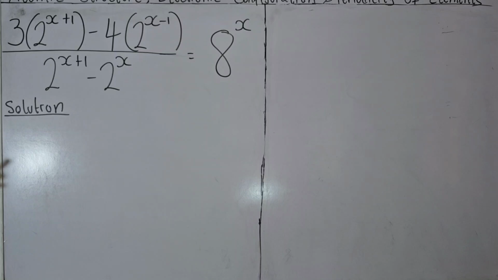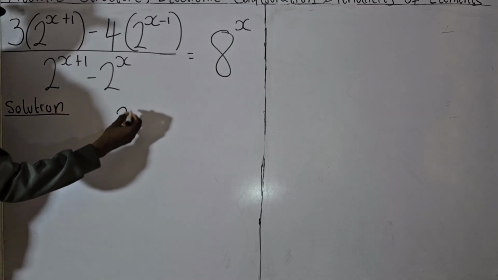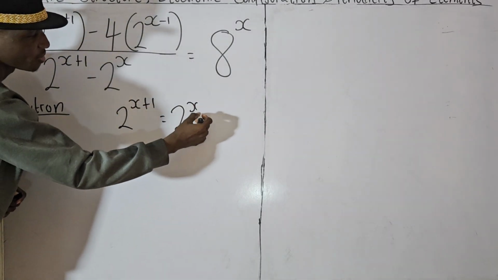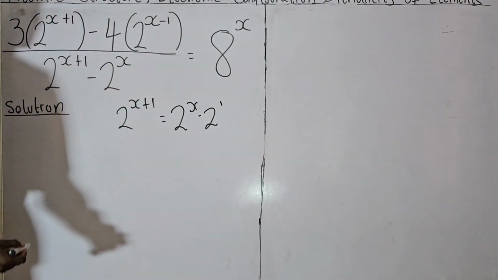Let me show you how to solve this question. Our goal is to find the value of x in the exponential equation that we have on the board. If you look at the numerator at the left-hand side, we have something like 2 raised to the power of x plus 1. This can be written as 2 raised to the power of x multiplied by 2 raised to the power of 1, right?